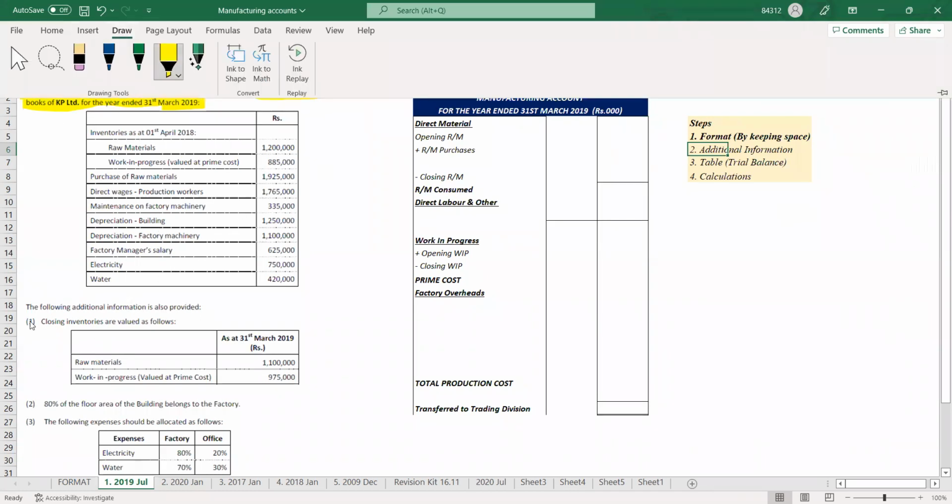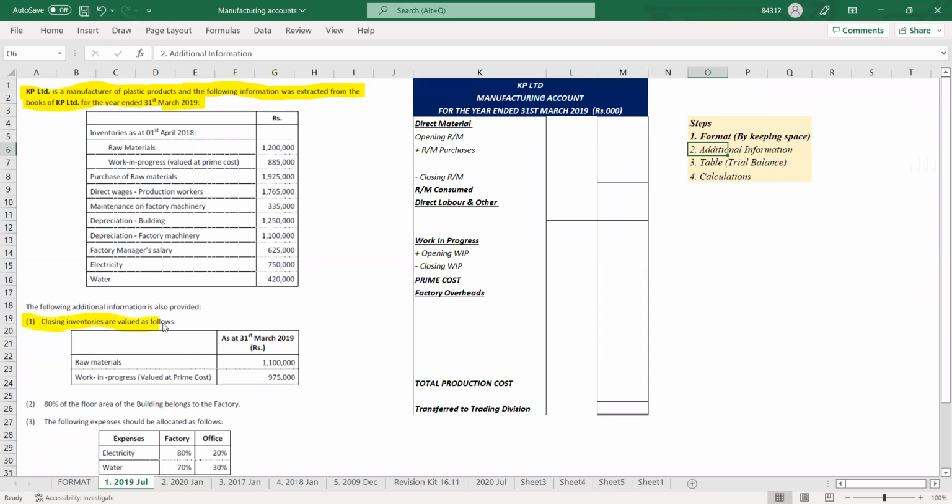Okay. So number 1, closing inventories are valued as follows. Closing inventory, raw materials 1,100,000. Right. So where do you record raw material? Here, closing raw material. So we can write in the second column 1,100,000. It's minus. Closing raw material is minus.